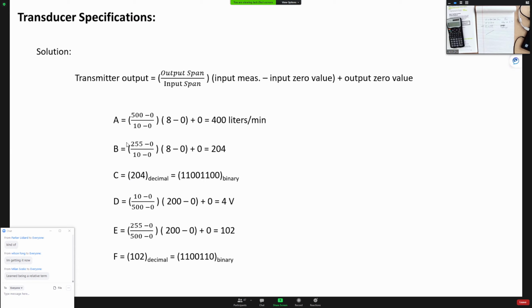In that storage, you can store 255 numbers. That's the maximum number you can put in there. This is the minimum number you can put in there. To put 8 volts in a 0 to 10 range, what number should you put inside there?